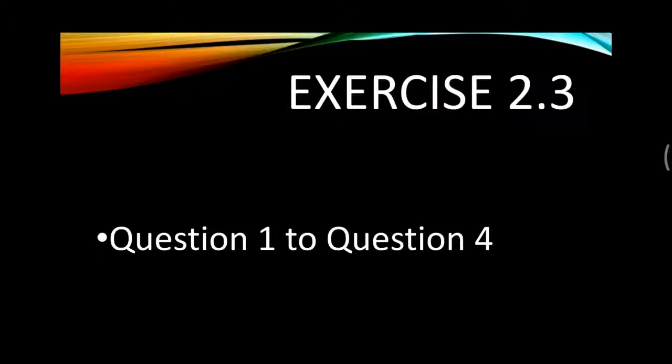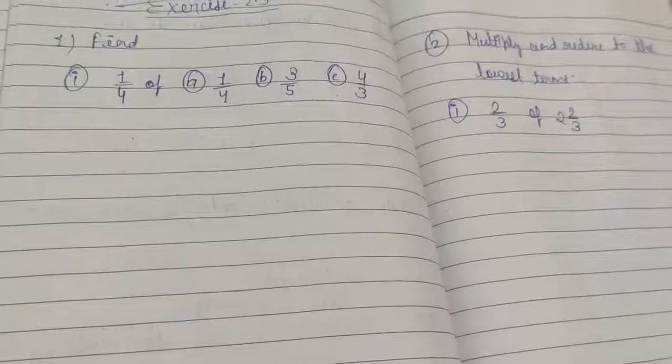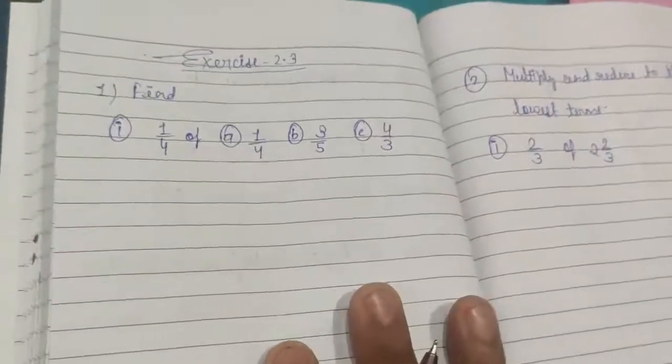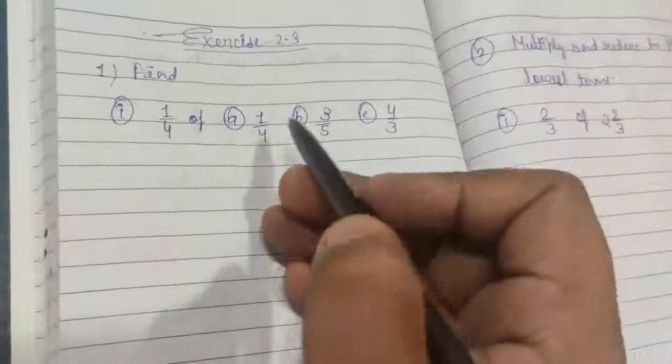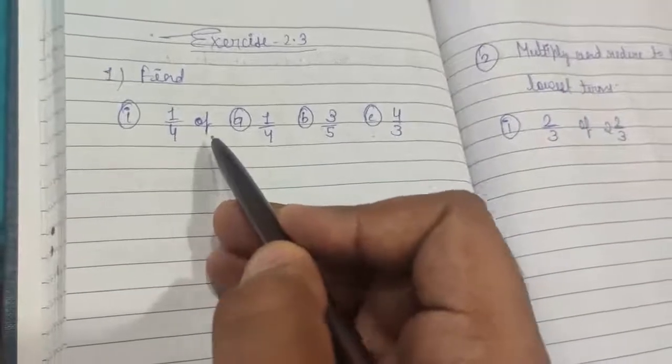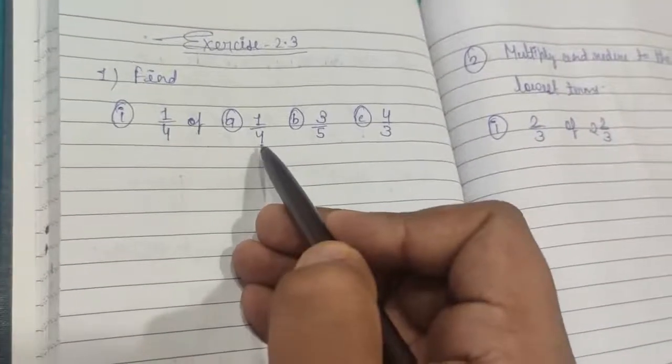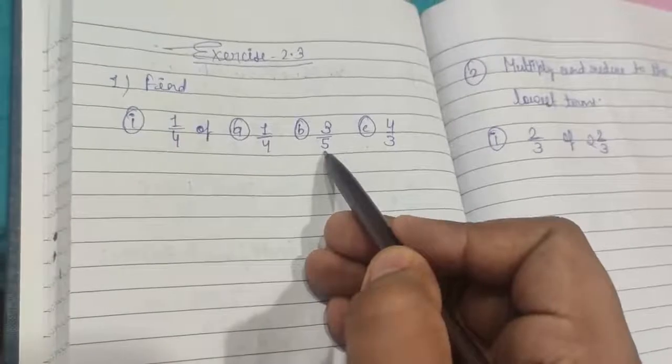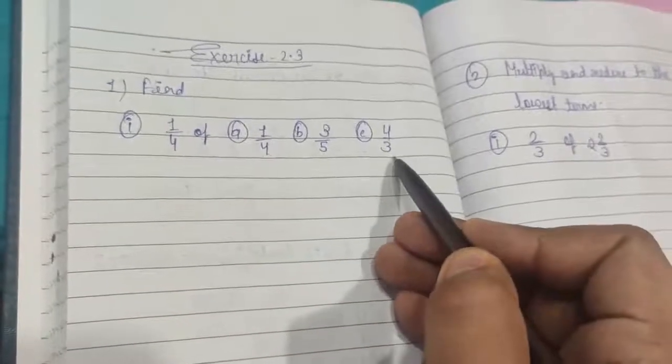Today we are doing exercise 2.3 and in this video I will explain question number 1 to question number 4. Now we are doing exercise 2.3. This is question number 1. Find 1 upon 4 of, first 1 upon 4, then 3 upon 5 and then 4 upon 3.